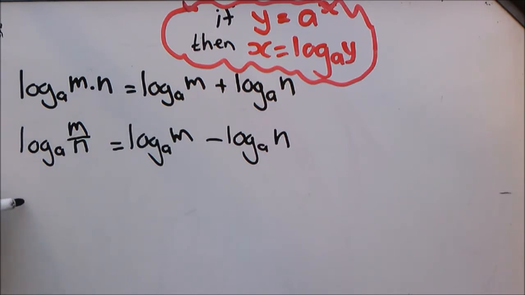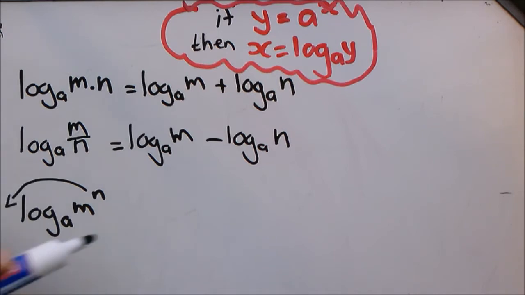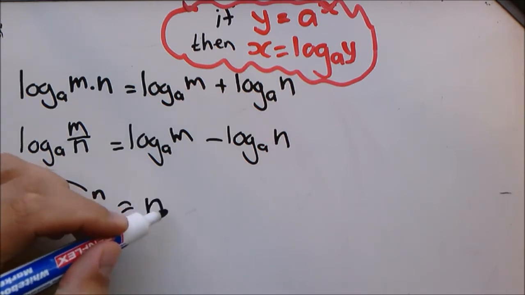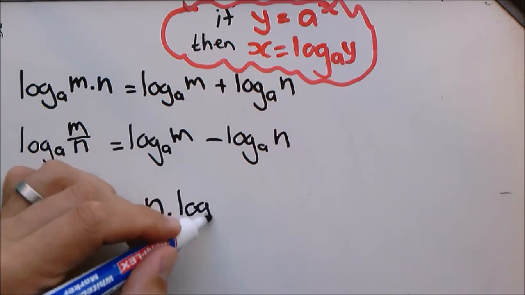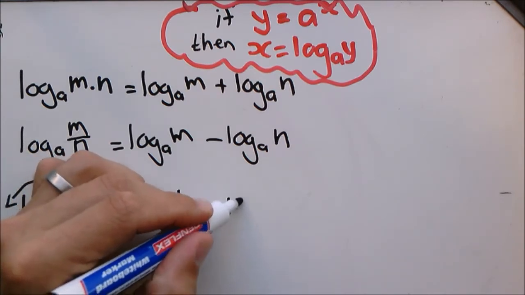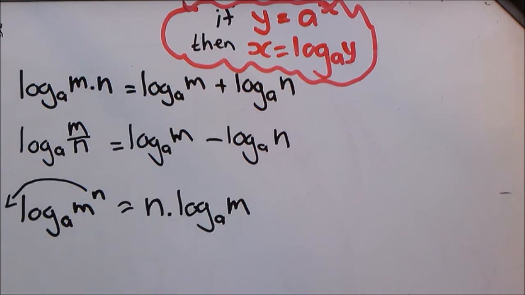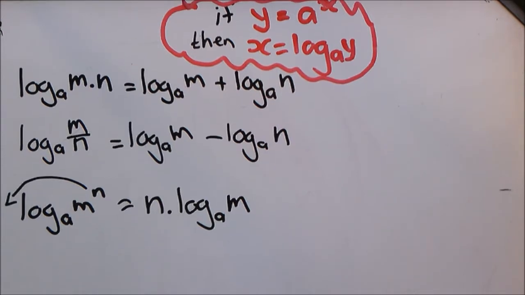The third law looks like this. If you have log base a of m to the power of n, this exponent n can be written in the front as n times log base a m. And again, if you want to understand this in a deeper way, go look at the proof. It's actually really fascinating to look at these different log laws.